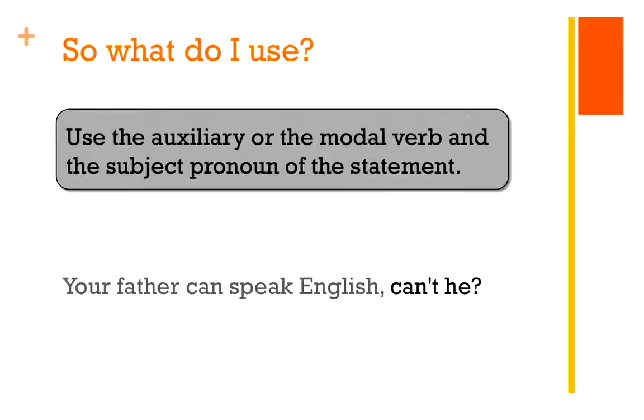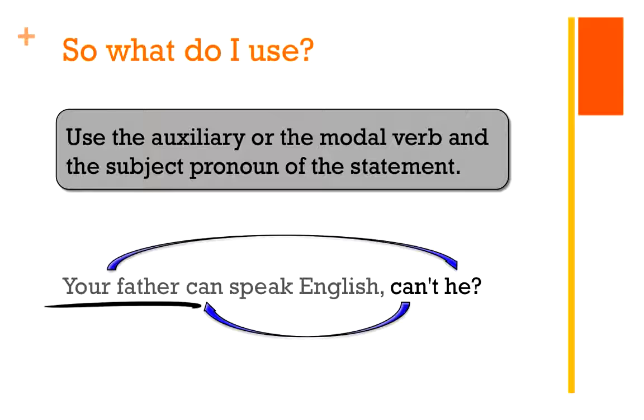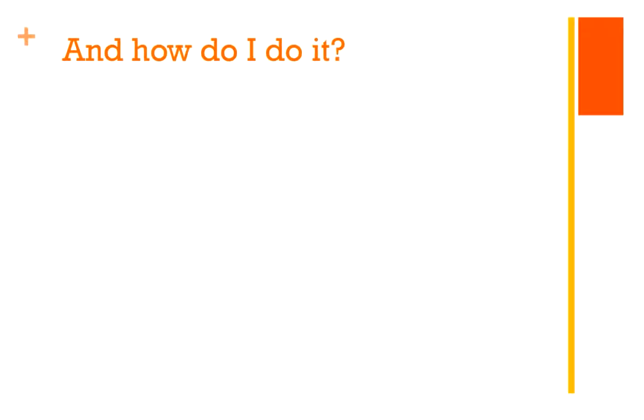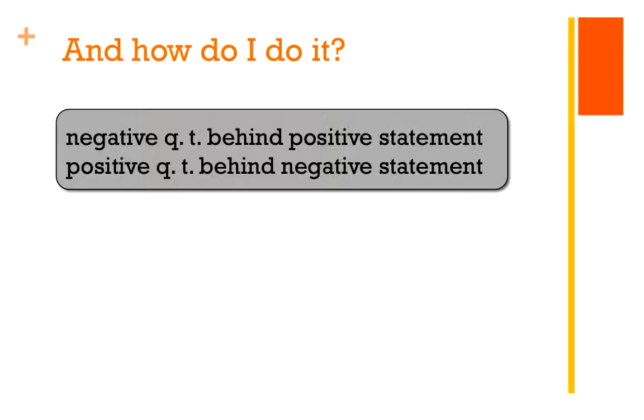So let's have a look at the sentence. Your father can speak English, can't he? So what are we doing here? First of all, we're using the same modal verb can, and then we're using the subject pronoun, and the subject pronoun for your father is he. Use the auxiliary or the modal verb and the subject pronoun of the statement. Your father can speak English, can't he?